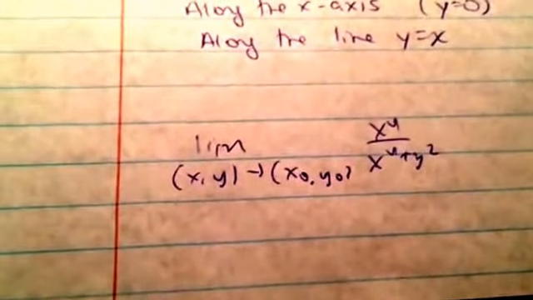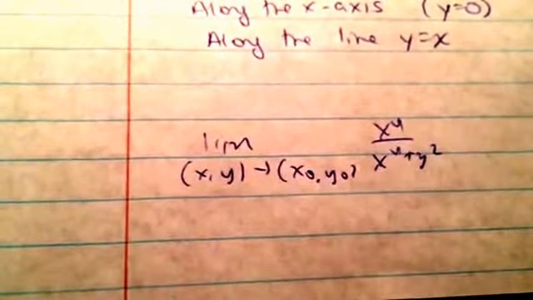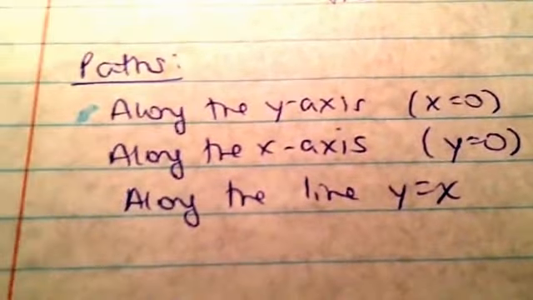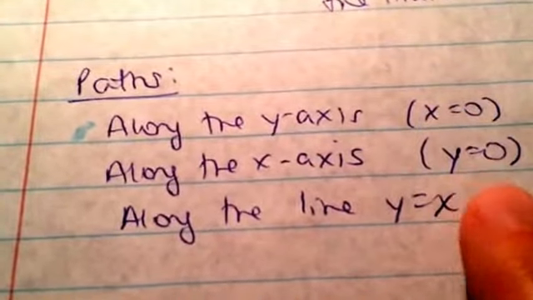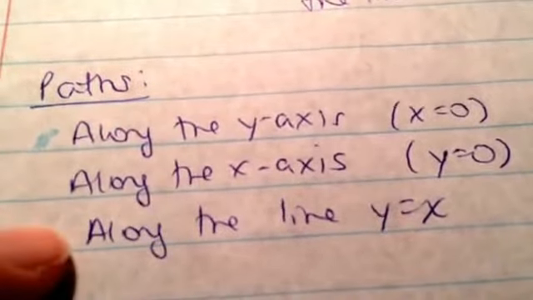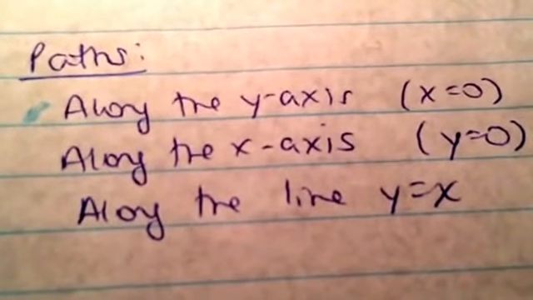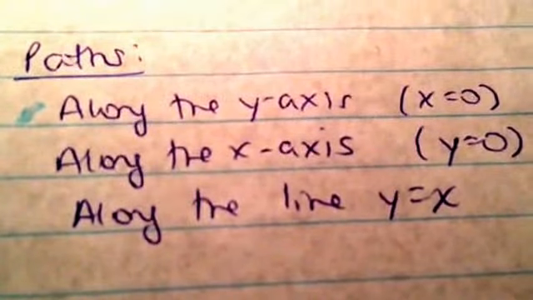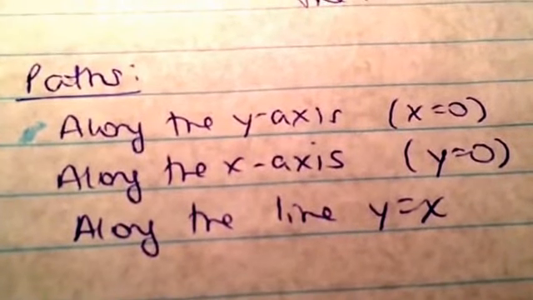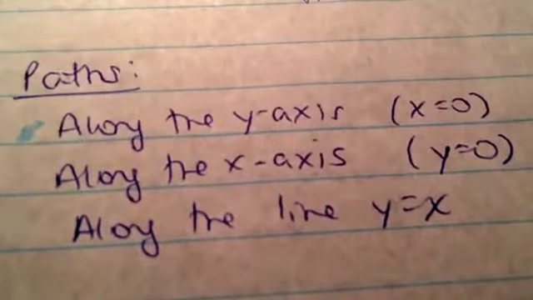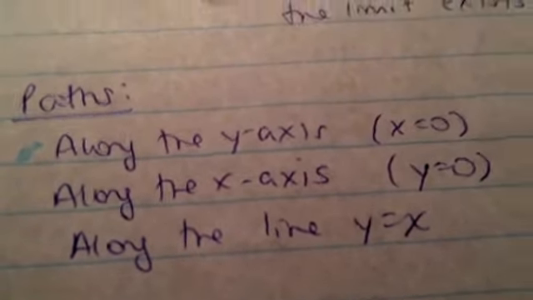And the answer is, I have no idea. So you can choose whatever you want to. You can choose crazy, ridiculous ones if you want to, but these are the 3 that I recommend: x equals 0, y equals 0, and y equals x. That would be along the y-axis, x-axis, and this slanted line. Those are the 3 that I recommend you try first, because usually, and not always, but usually that's enough to show that it doesn't exist. Okay, so those are the 3 that I recommend: x equals 0, y equals 0, y equals x.